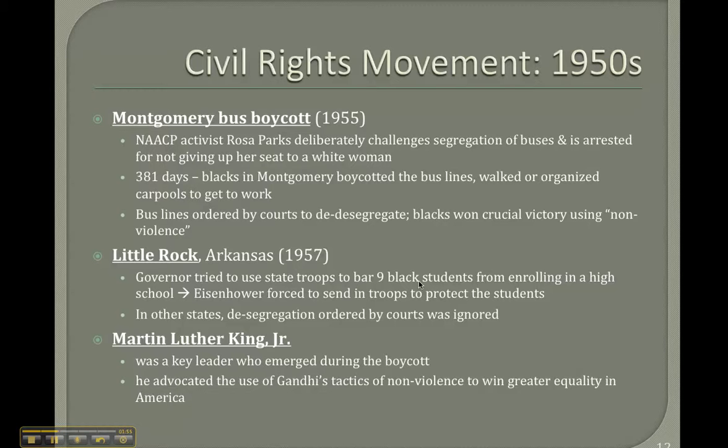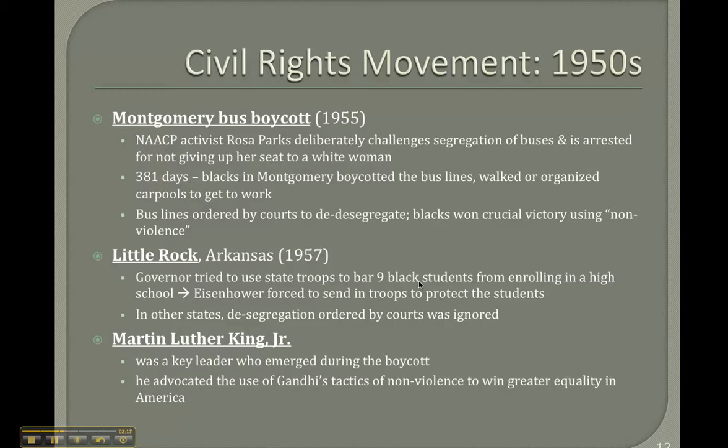It was followed up by black students trying to enroll in white high schools in Little Rock, Arkansas. To keep the peace and to protect the black students, Eisenhower was actually forced to send in paratroopers to protect these students. Imagine going to school with your own personal military guard attending all classes with you.